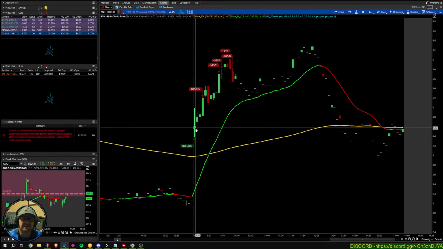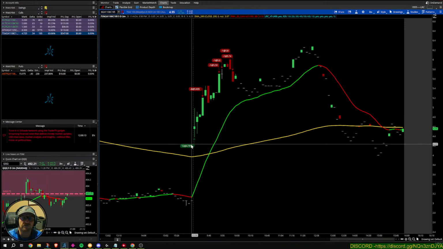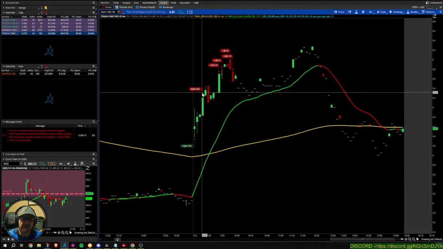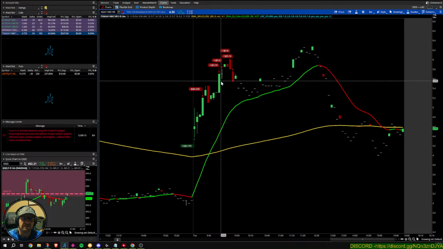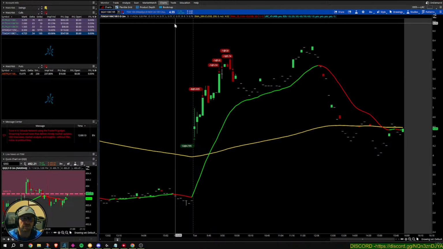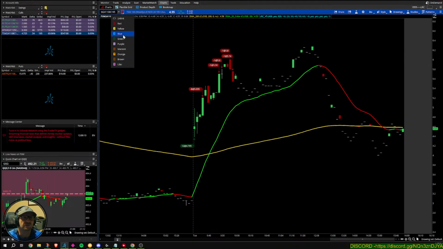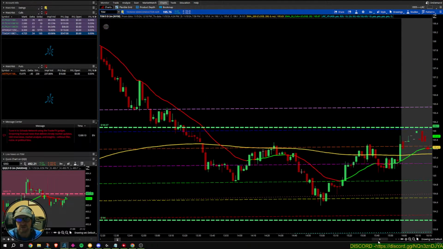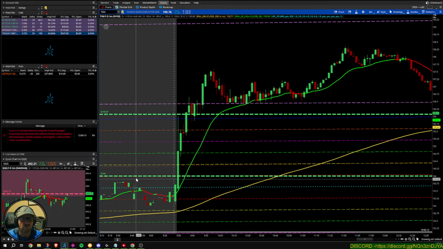So I got in TSM on the very first candle with 12 contracts. I exited 8 at 936. I exited 1, and then a couple candles over 2 and 2. So let's go review that, and I'll show you why and where I entered.